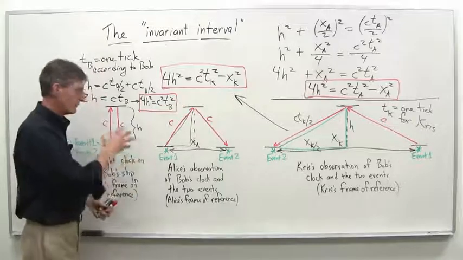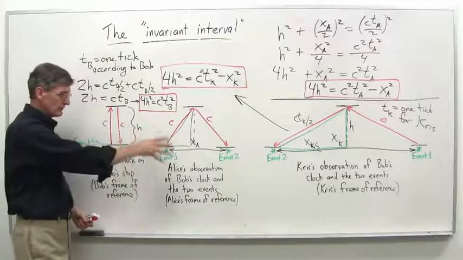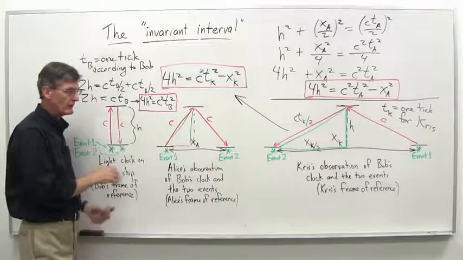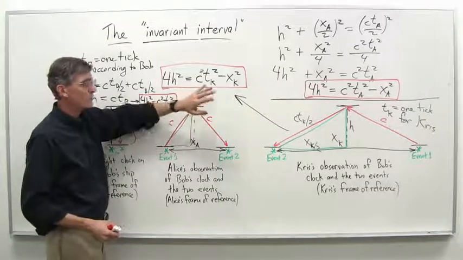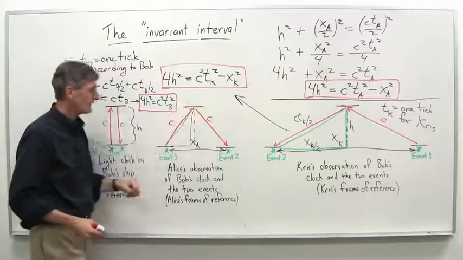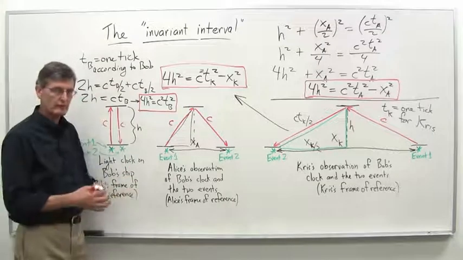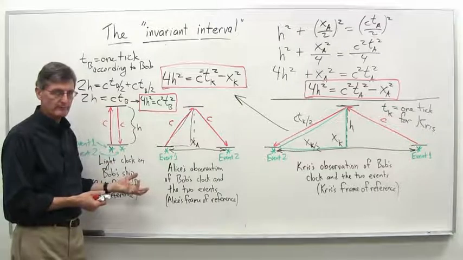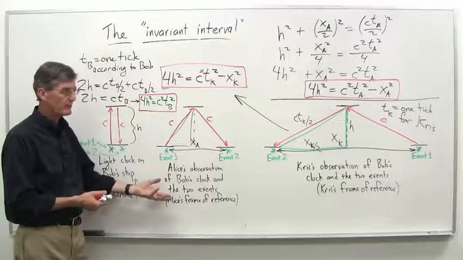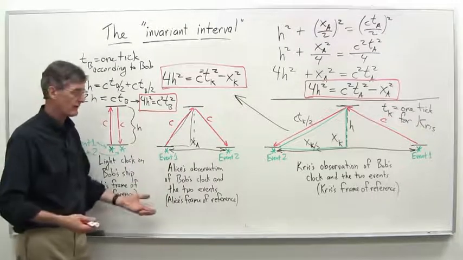So again, we have two events at different space and time locations depending on the frame of reference. But if you take the location of the event and the time between the events, okay, so here's what's important here. We've taken the distance between the events, okay, in each of the frames. We've taken the time between the events in each of the frames.